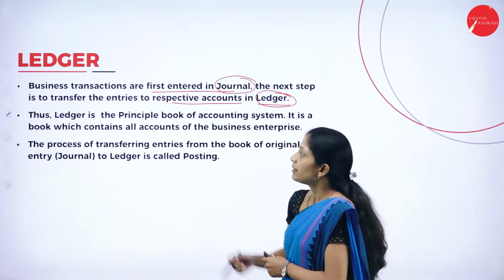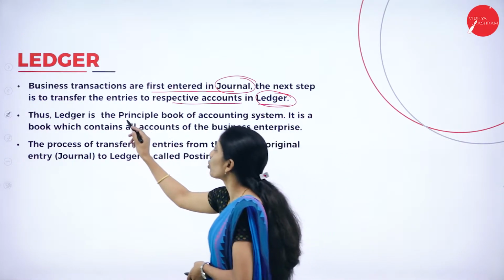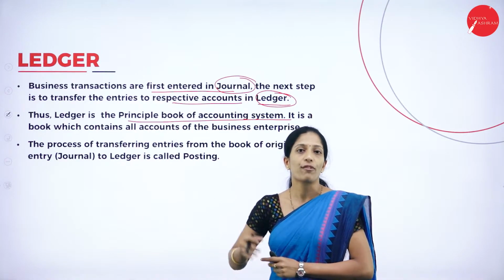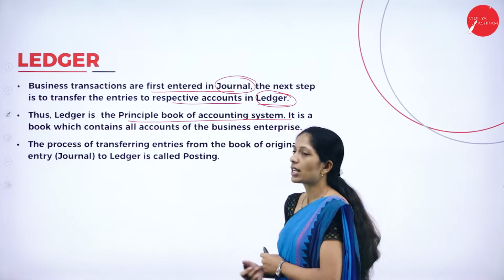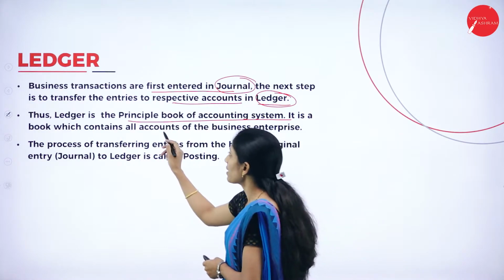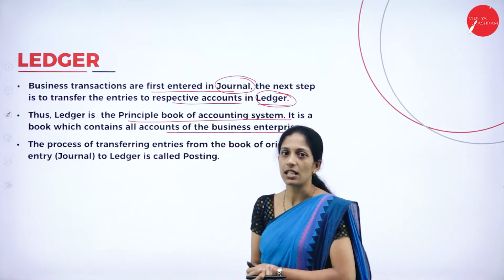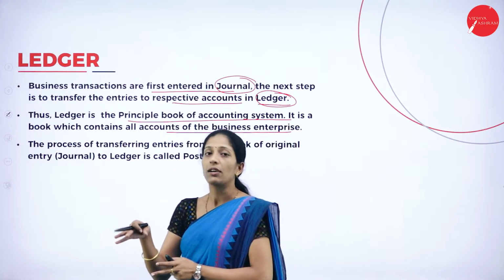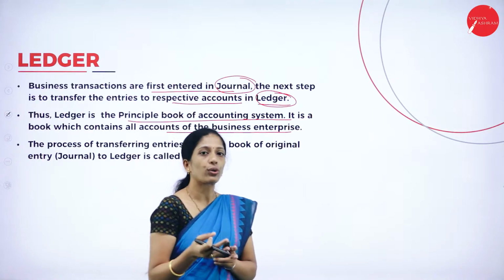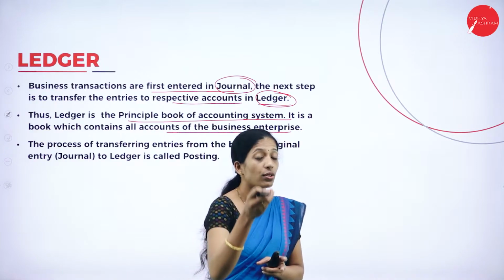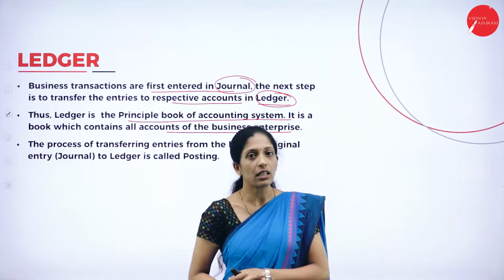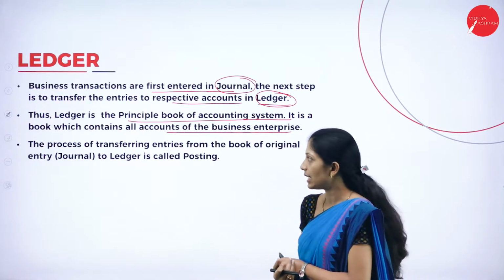Depending upon the nature, we are going to classify those entries, which is called as what? Ledger. Thus, ledger is a principal book of accounting system, whereas journal is called as what? Book of original entry, whereas ledger is called as principal book of accounting system. It is a book which contains all the accounts of the business enterprise, all the classified accounts. Here randomly we are not going to record the transactions. The transactions which are recorded in the journal will be classified into individual accounts, which is called as ledger.